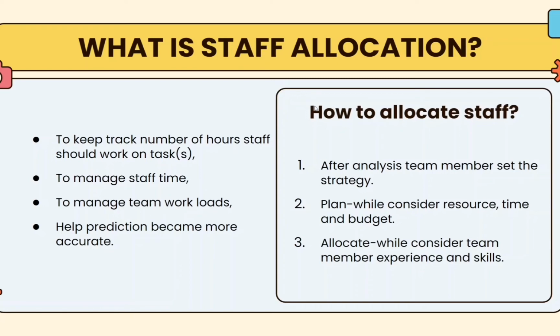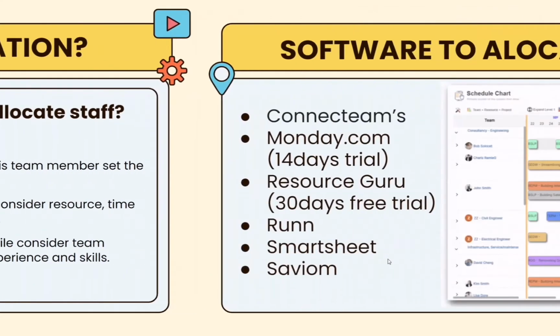First, we have to analyze team members and set the strategy. Next, plan while considering resource, time, and budget restrictions. Lastly is to allocate. To allocate, we need to consider team member experience and skills. Next slide.